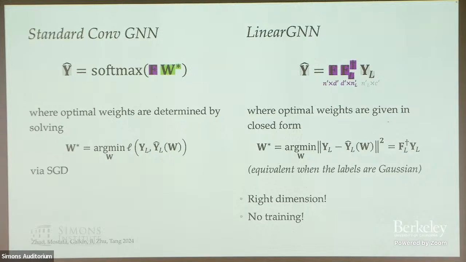We don't need any training, so we don't solve any optimization problem. It's given in closed form. We all know how to invert matrices. And the inference has linear complexity, so it's efficient and easy to apply this model. It has the same complexity as the standard GNN.